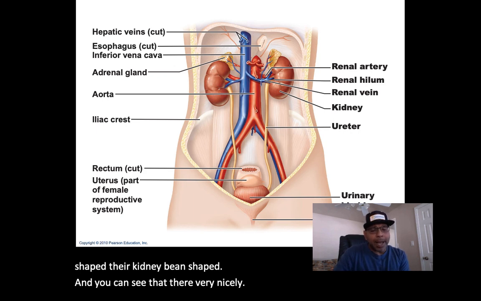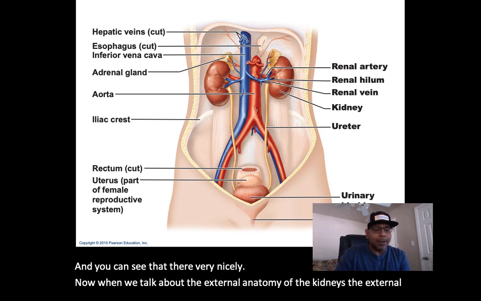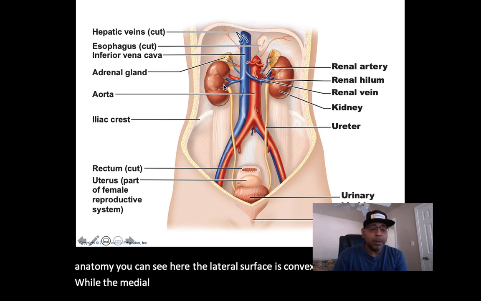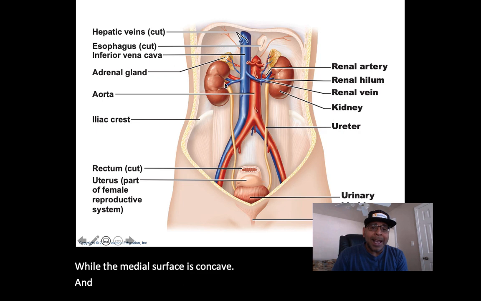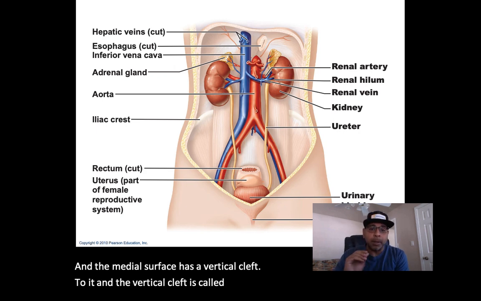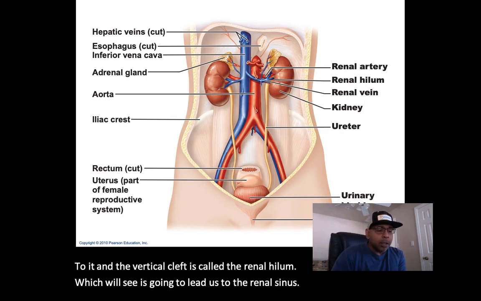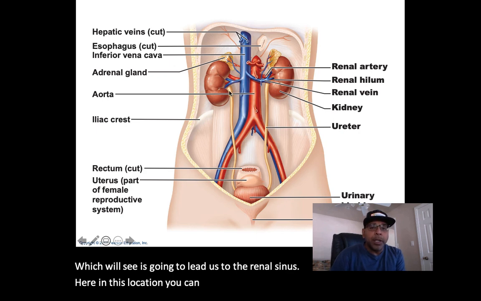Now, when we talk about the external anatomy of the kidneys, you can see here the lateral surface is convex, while the medial surface is concave. And the medial surface has a vertical cleft to it, called the renal hilum, which we'll see is going to lead us to the renal sinus. Here in this location, you can see you have the ureters and the blood vessels entering and exiting basically the organ, the kidneys.